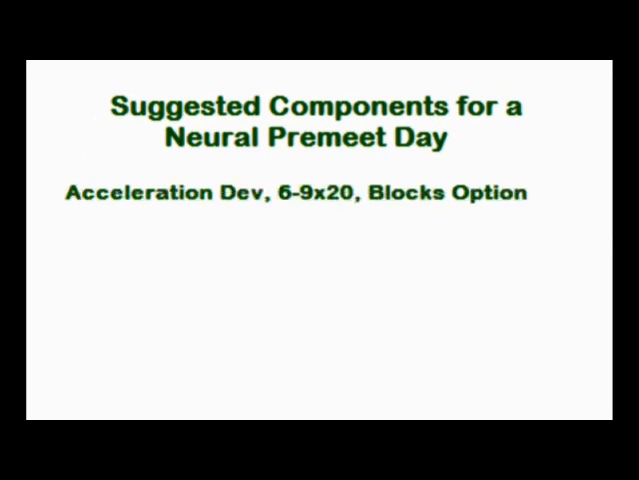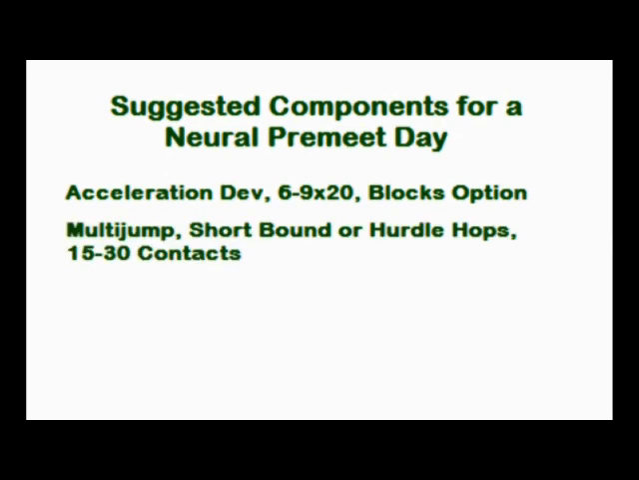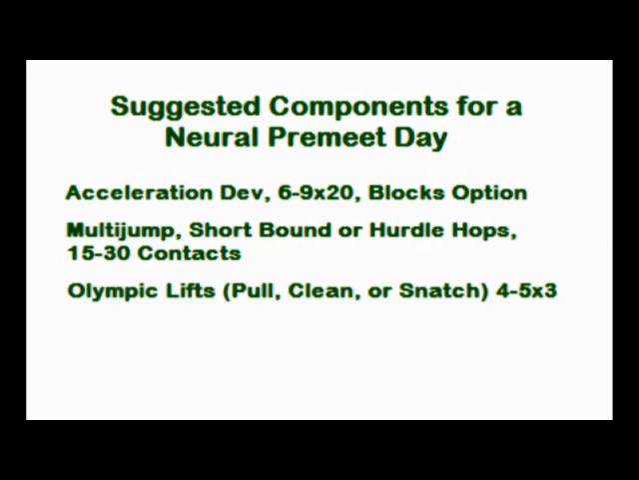First, acceleration development, 6 to 9 runs of 20 meters, possibly from blocks. Second, multi-jumps. Short horizontal bounds or hurdle hops work best, 15 to 30 total contacts. Olympic lifts work well.